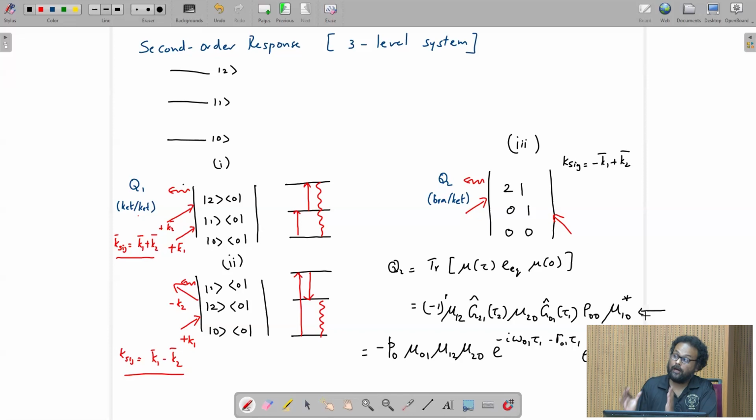But remember, this is not the final response. The final response, you always need to take Q2 minus Q2 star. Okay, that's your observable. The diagram is just a mathematical shorthand. You need to make your final observable with that.